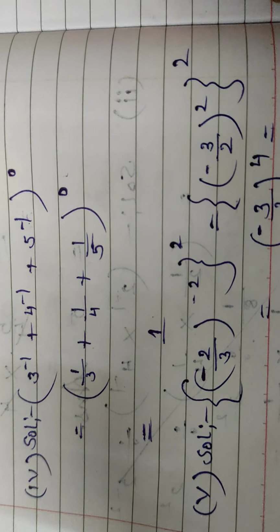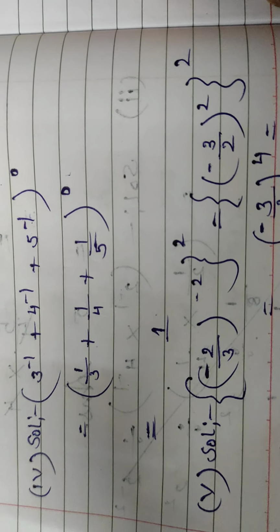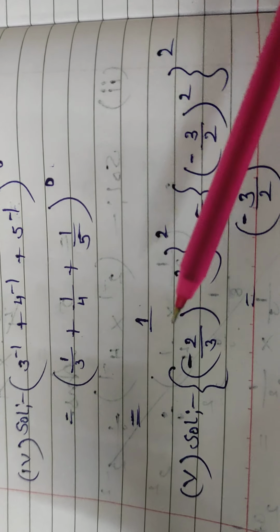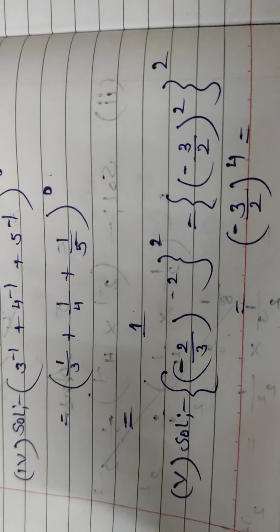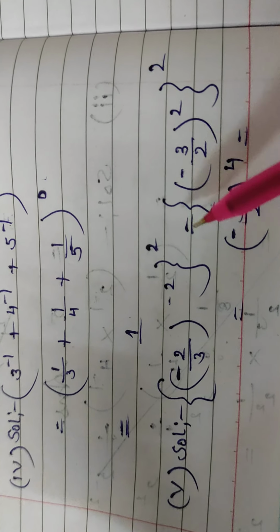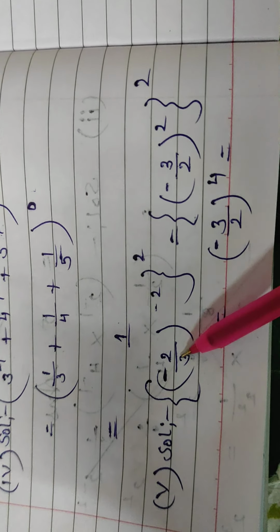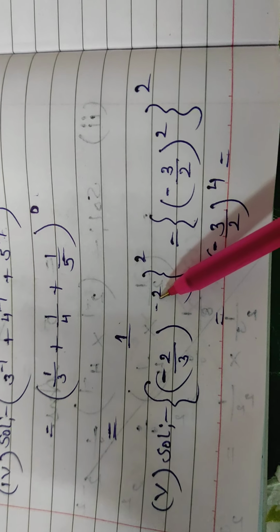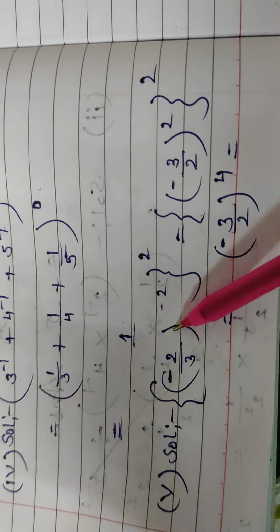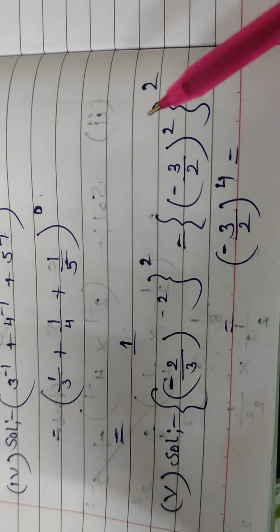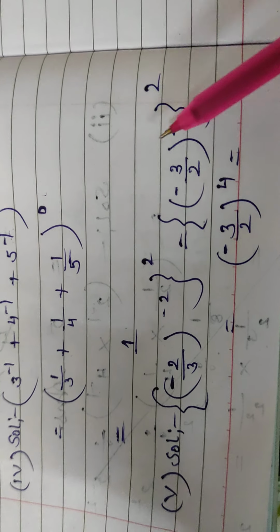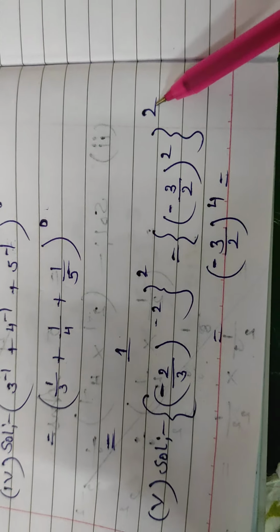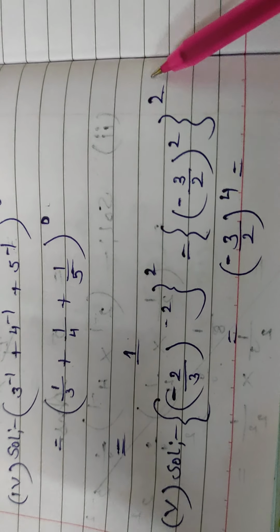Now fifth one, minus 2 upon 3 to the power minus 2 whole to the power 2. Then the value will be reciprocal of it with negative sign exponent, so reciprocal of minus 2 upon 3 will be minus 3 upon 2 whole square and square of this. Okay, now 2 2s are 4.